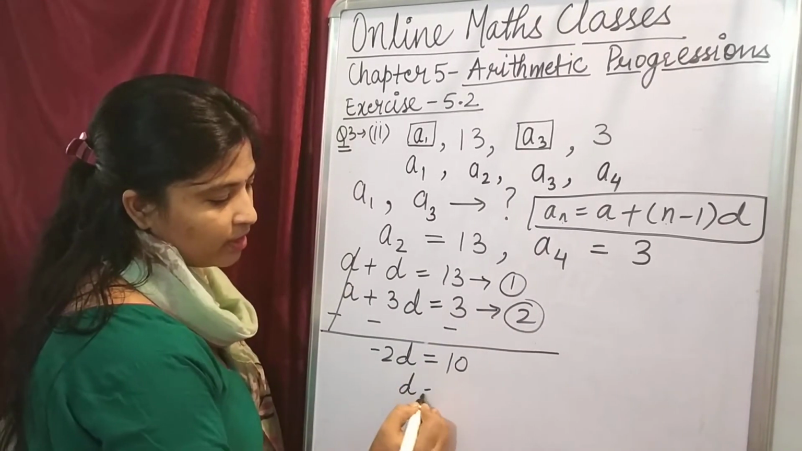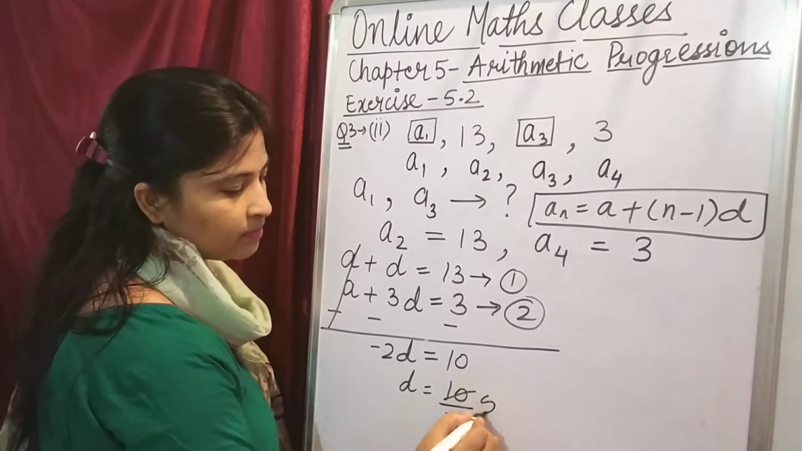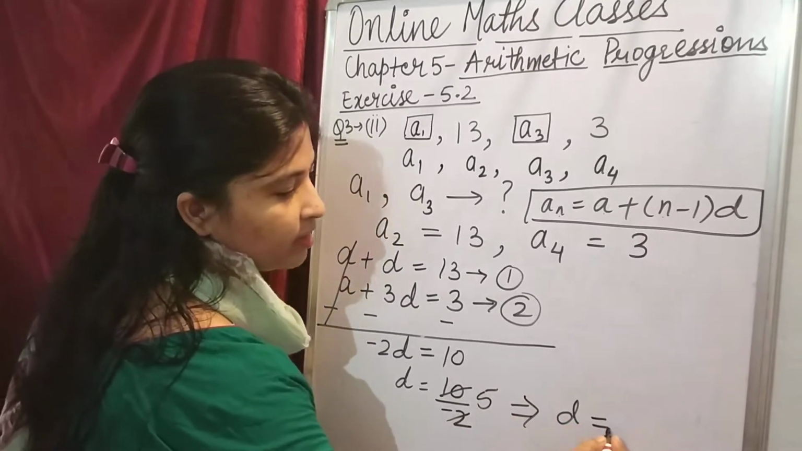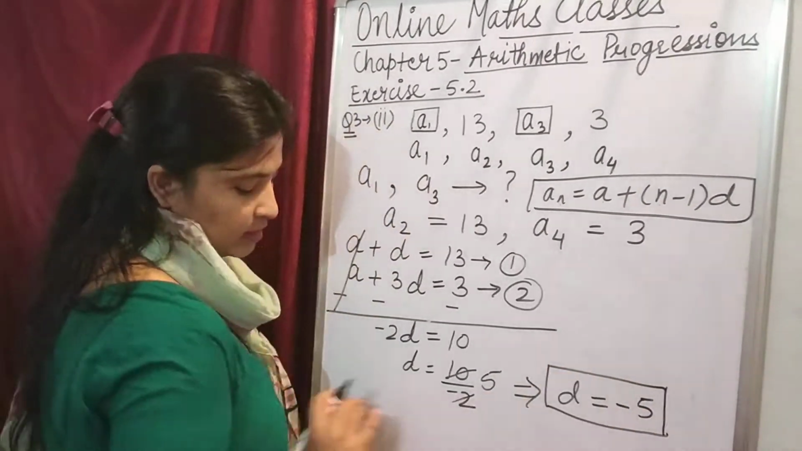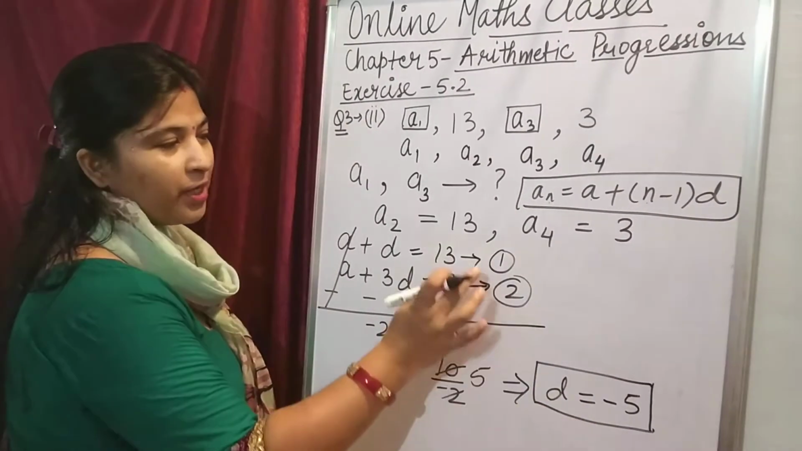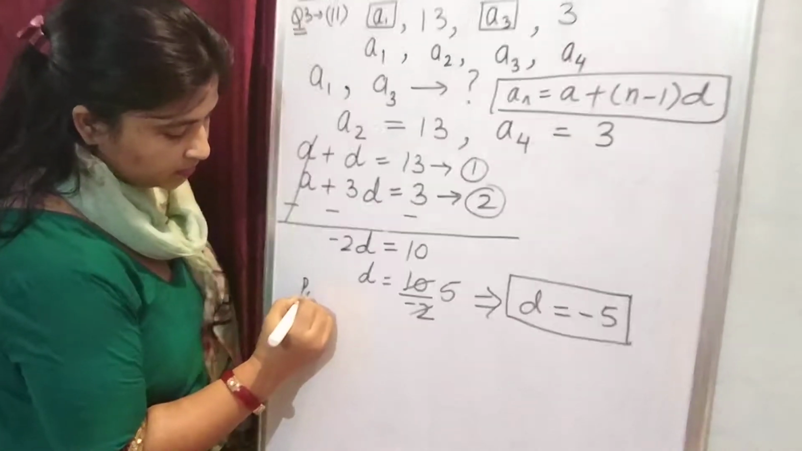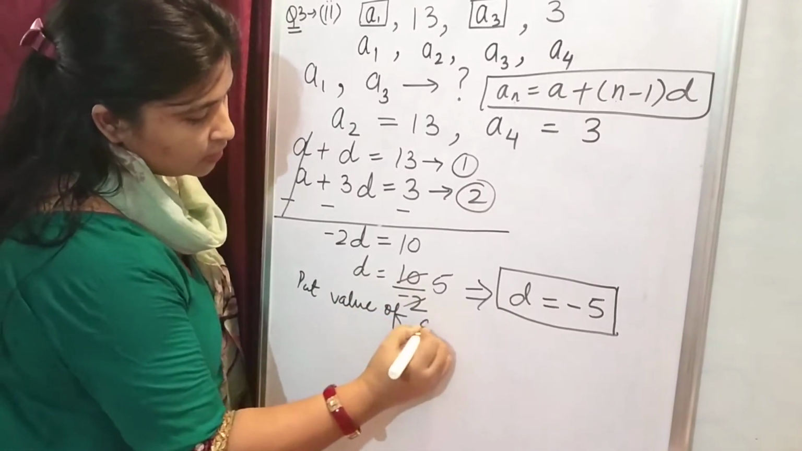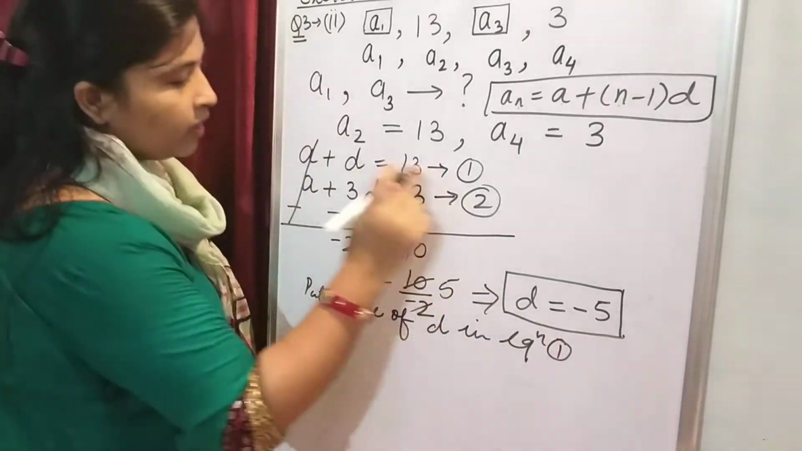So from here, 10 upon minus 2, this implies D is, this minus will go upside, and it will become minus 5. So what is the common difference you have got? Yes, the common difference is minus 5. Now this value I can put either in equation number 1 or in equation number 2. So put the value of D in equation number 1.